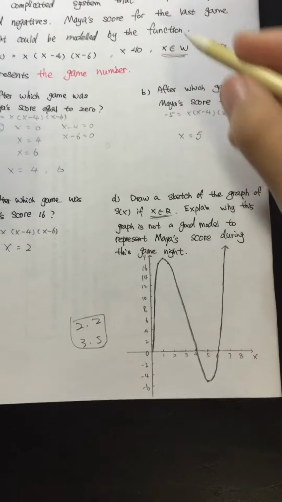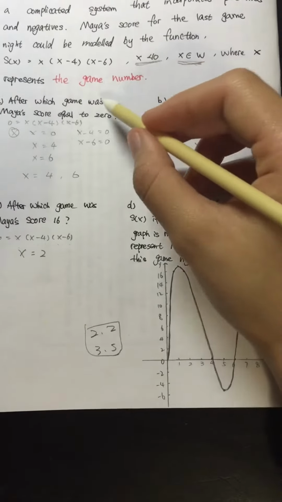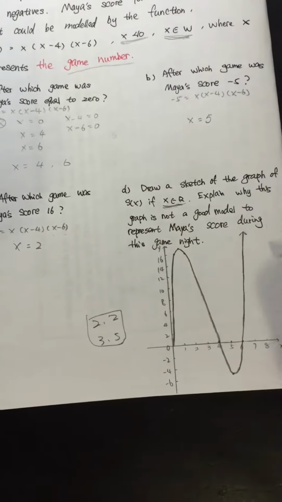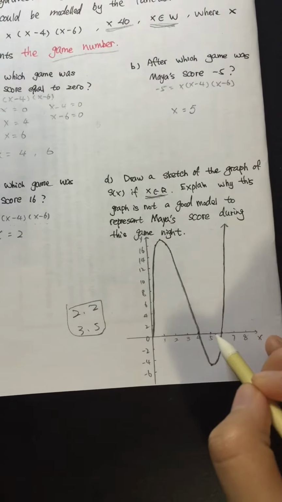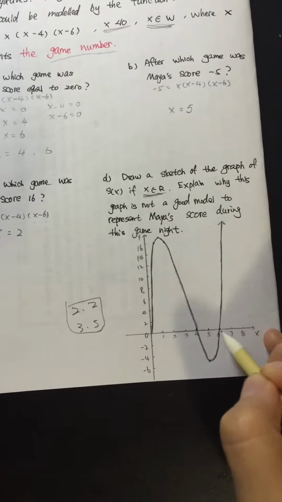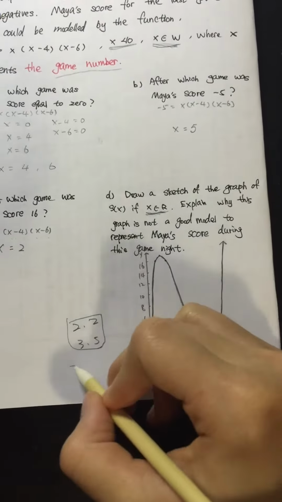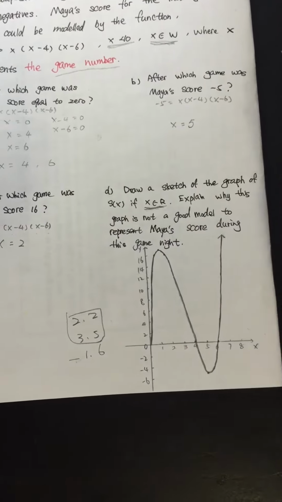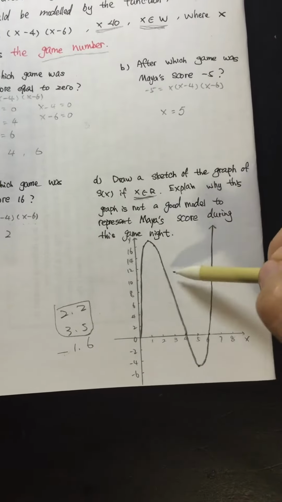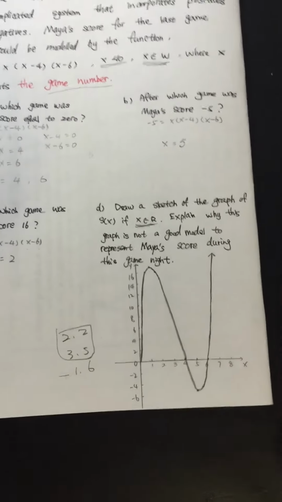And also it says x is less than 10, but the game number cannot be negative. If we draw the graph like this one, we can see that there is something under 0, which means there are negatives. And there are some values like -1.6, which is not a whole number. So this graph is not a good model to represent Maya's score during this game night.